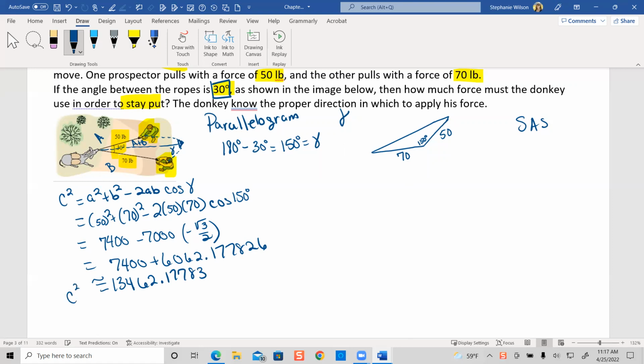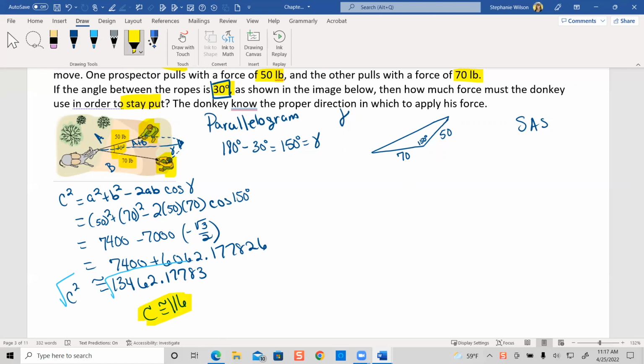Now that gives me c squared, and I need to know what c is. I'm going to undo that square by taking the square root of both sides. Now I get c is approximately equal to 116, and that answers my question. The donkey, in order to stay, must apply 116 pounds of force.